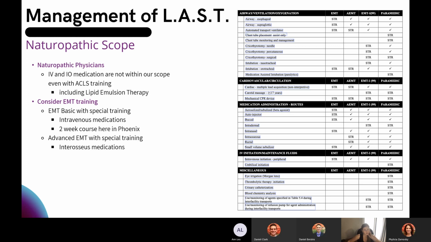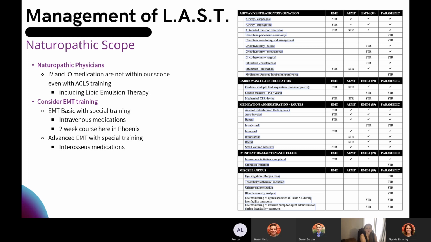And so after doing all of the research with this, I wanted to figure out what is it that I can do as a naturopathic physician in managing LAST adverse events. And it was actually a little bit disappointing because a lot of the things that would be the most effective in treating local anesthetic toxicity is actually out of our scope of practice. So I was talking to some different doctors, and even though we can do IV nutrition, we're not able to do IV or IO medications, even if we have the ACLS training. And that seems to also include lipid emulsion therapy.